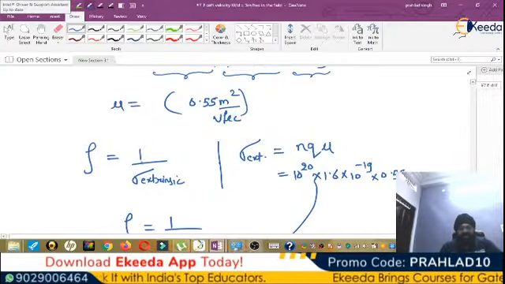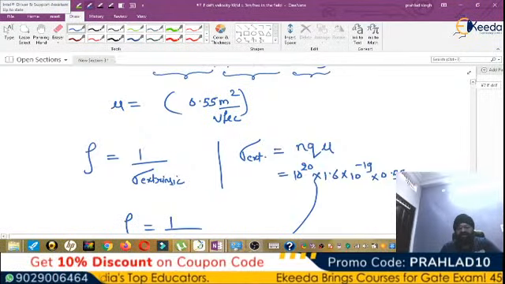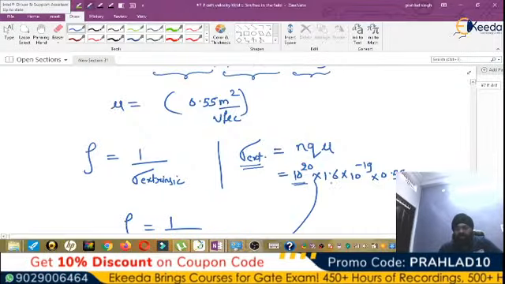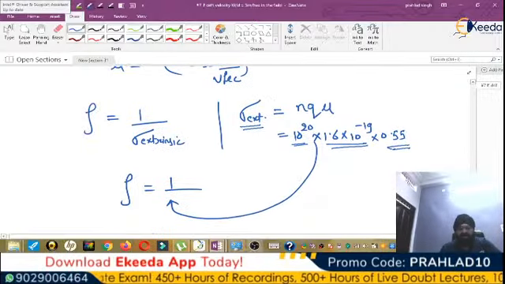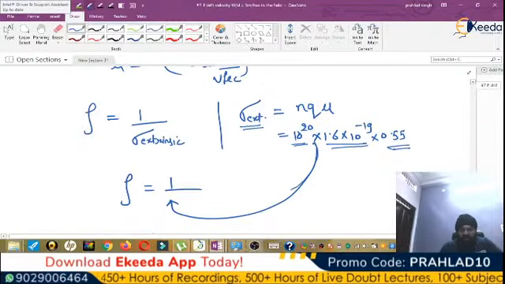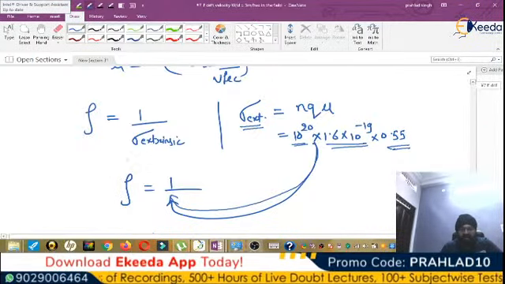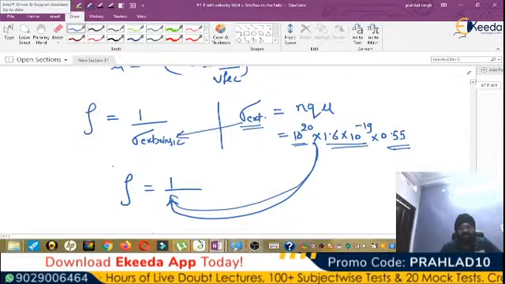0.55 meter square per volt second. Now the resistivity is 1 upon conductivity of the extrinsic semiconductor, and the conductivity of the extrinsic semiconductor is n q mu. n is given as 10 to the power 20, q is given as 1.6 into 10 to the power minus 19, and mu is given as 0.55. So we'll put these values in the expression of rho, right? So we will get the resistivity.